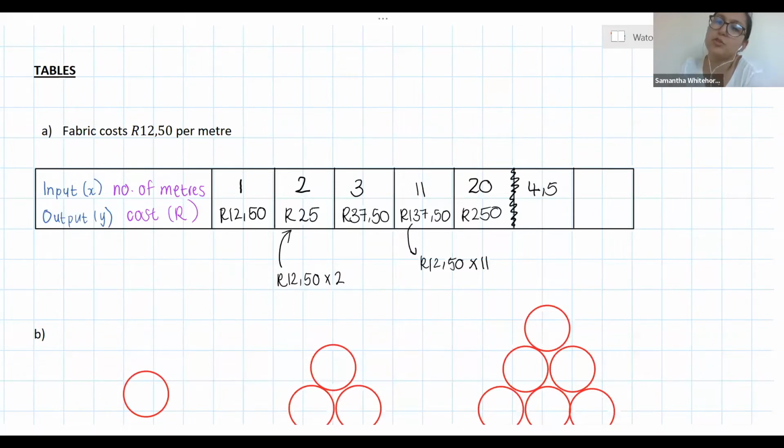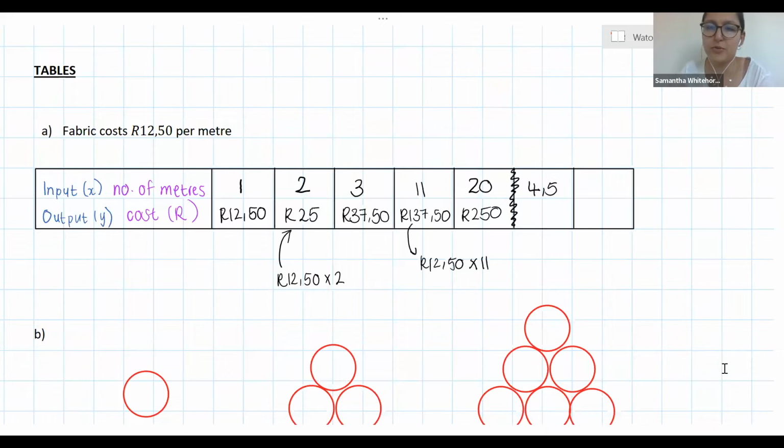Guys, please remember just to mute yourselves once you have answered. Batabile, do you want to tell me how much 4.5 meters would cost? There's someone who's unmuted, but I cannot find who it is. Okay. So remember that if you are unmuted, please mute yourself. Okay, I'm going to pick someone else.